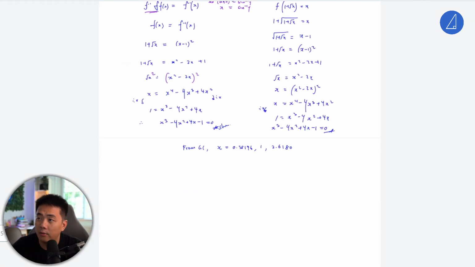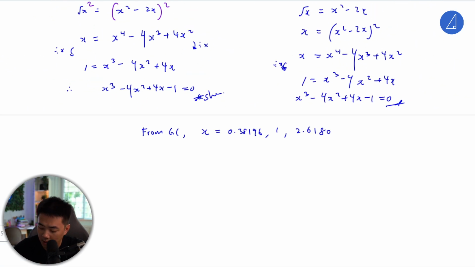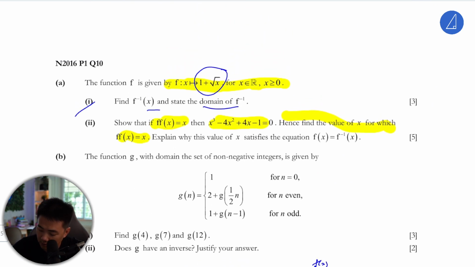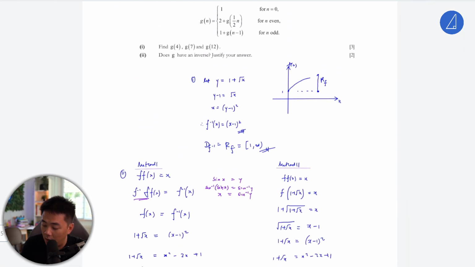So in this case here, we have 3 values. We need to reject 2, I believe, because they ask us to find the value of x, right? So that's the problem there. But this is ff, which means a range. The range of ff is equal to x, right? So we need to find an x value which satisfies the range of the composite function ff.